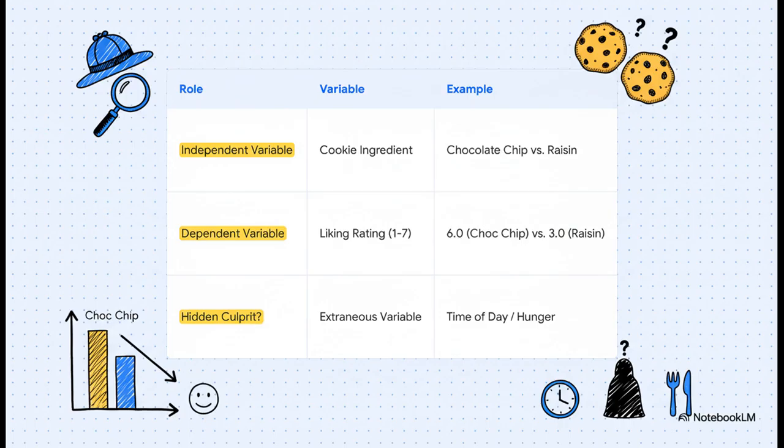Well, not so fast. Look at that line at the bottom, the hidden culprit. Turns out, the chocolate chip test happened at 11 a.m., right when everyone's getting hungry for lunch. The raisin test? That was at 1 p.m., after most people had already eaten. So, was it really about the cookie, or was it about hunger?